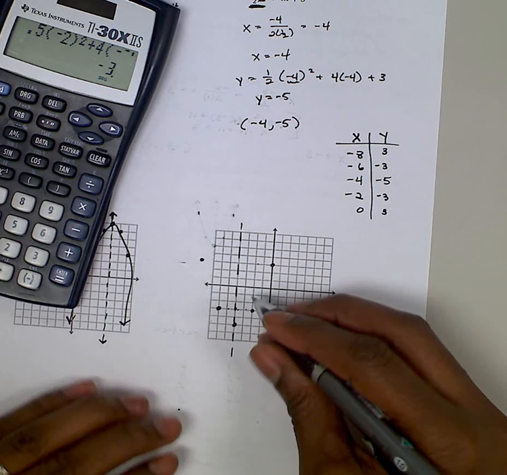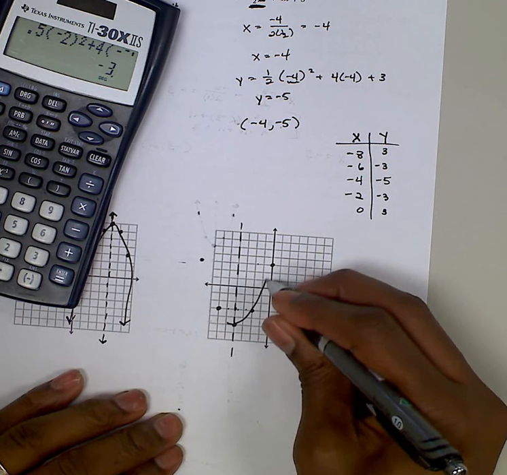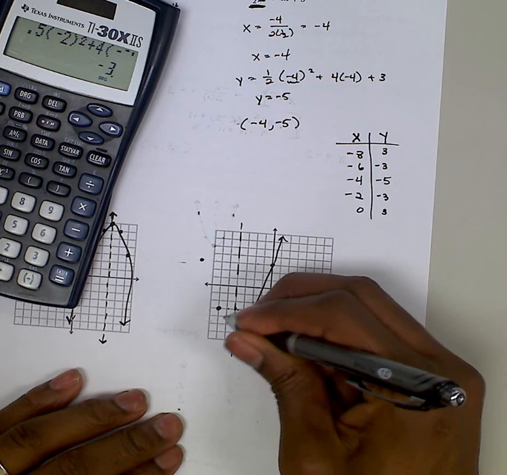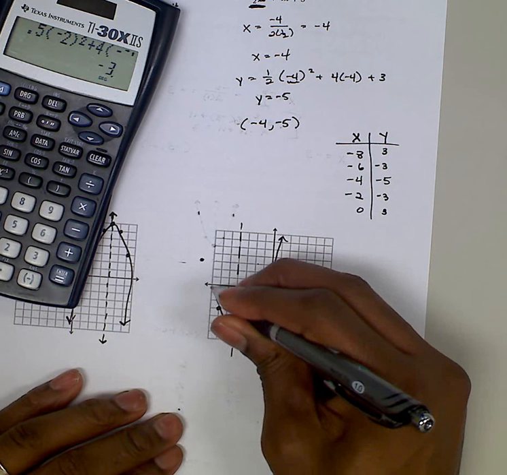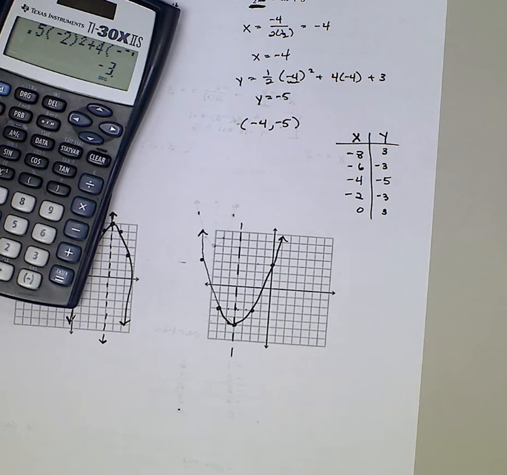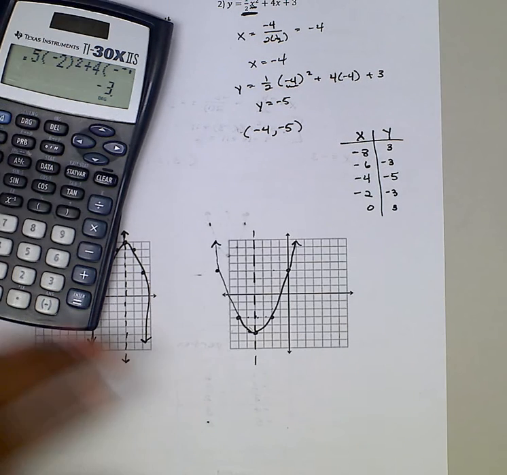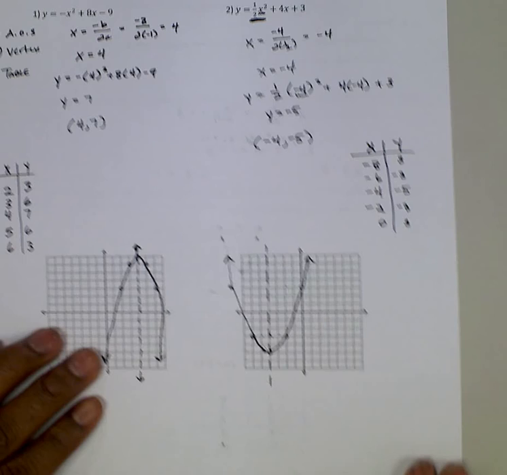Alright, and so now I go to my graph. I do my U-shaped thing. Okay. Oh no. Okay. And so there we have it.